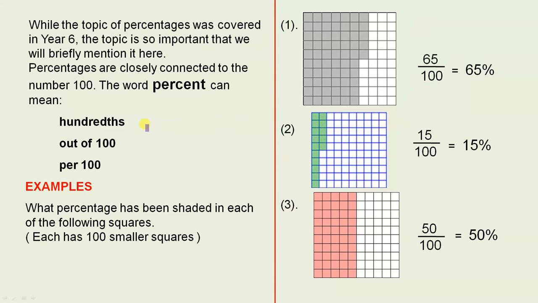So, following on from those three there, 65 hundredths, 65 out of 100, 65 per 100, which is 65%. The per 100 means percent. In this one, we have 10, 11, 12, 13, 14, 15. So that's 15 out of 100. Because the denominator is 100, it's 15%. 10, 20, 30, 40, 50. 50 out of 100, 50%. Let's look at some more examples on the next slide.